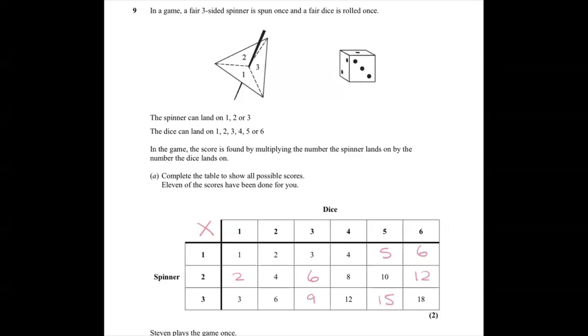Part B, we want to work out the probability that his score is greater than 10. Now, be really careful here. Greater than 10 means you do not include 10. That's not greater. So we've got 1, 2, 3, 4 that are greater than 10. So for part B, we have got 4 out of a total of 18.